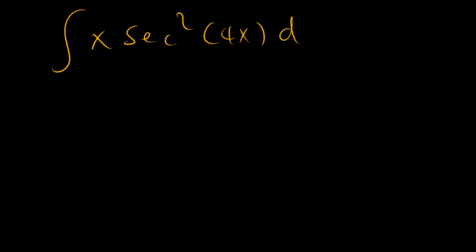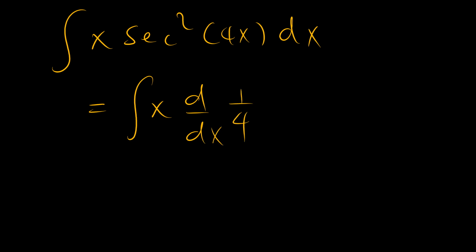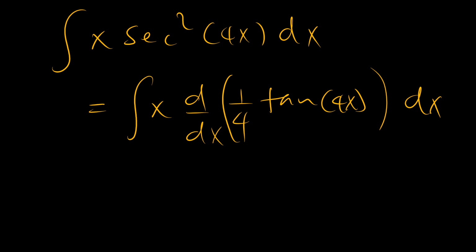If x is our problem, then this is the same as x times the derivative of a quarter tangent 4x. Let's just write this down first. We're using this a quarter because normally when you differentiate tangent of 4x, you get 4 secant squared 4x. So this a quarter is able to cancel out the 4, so that we have just secant squared 4x.